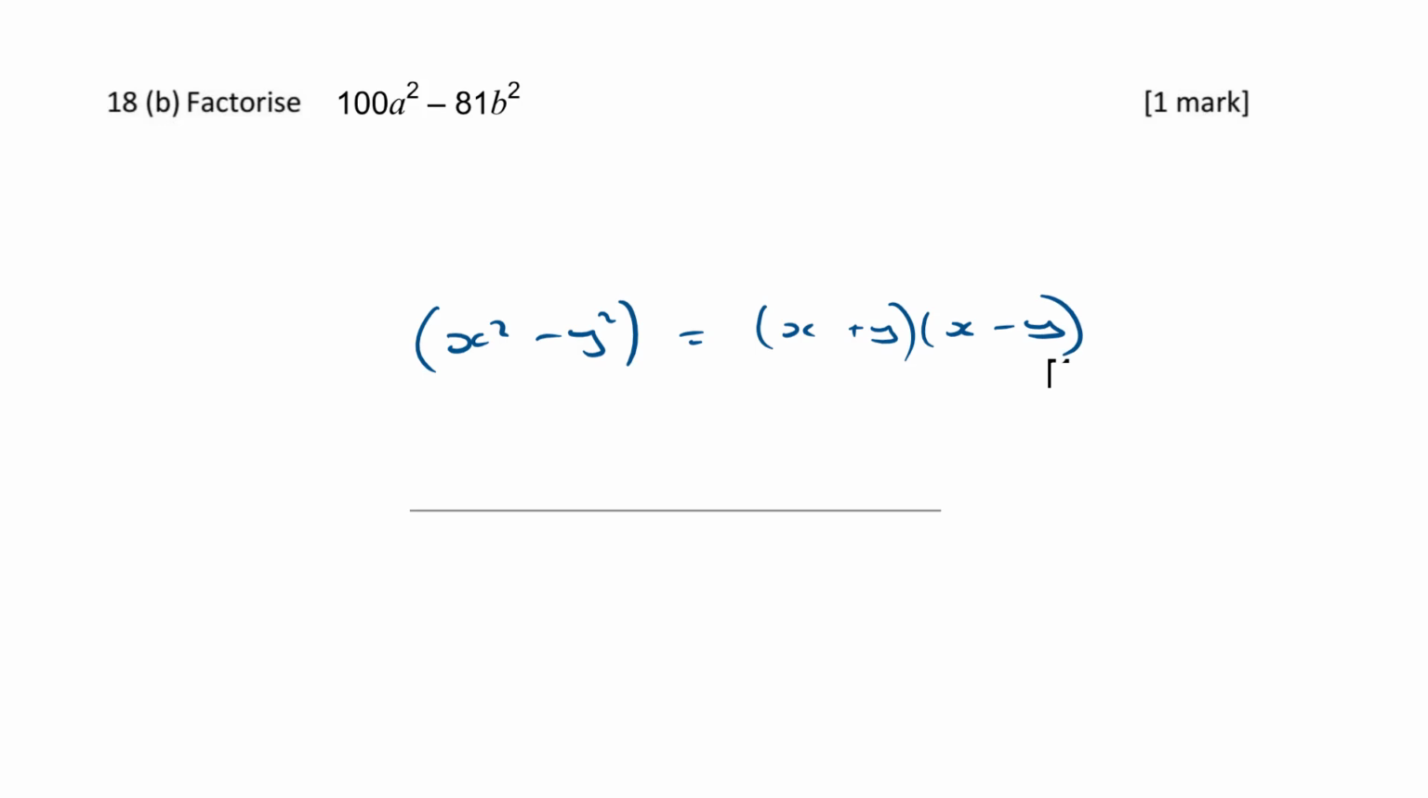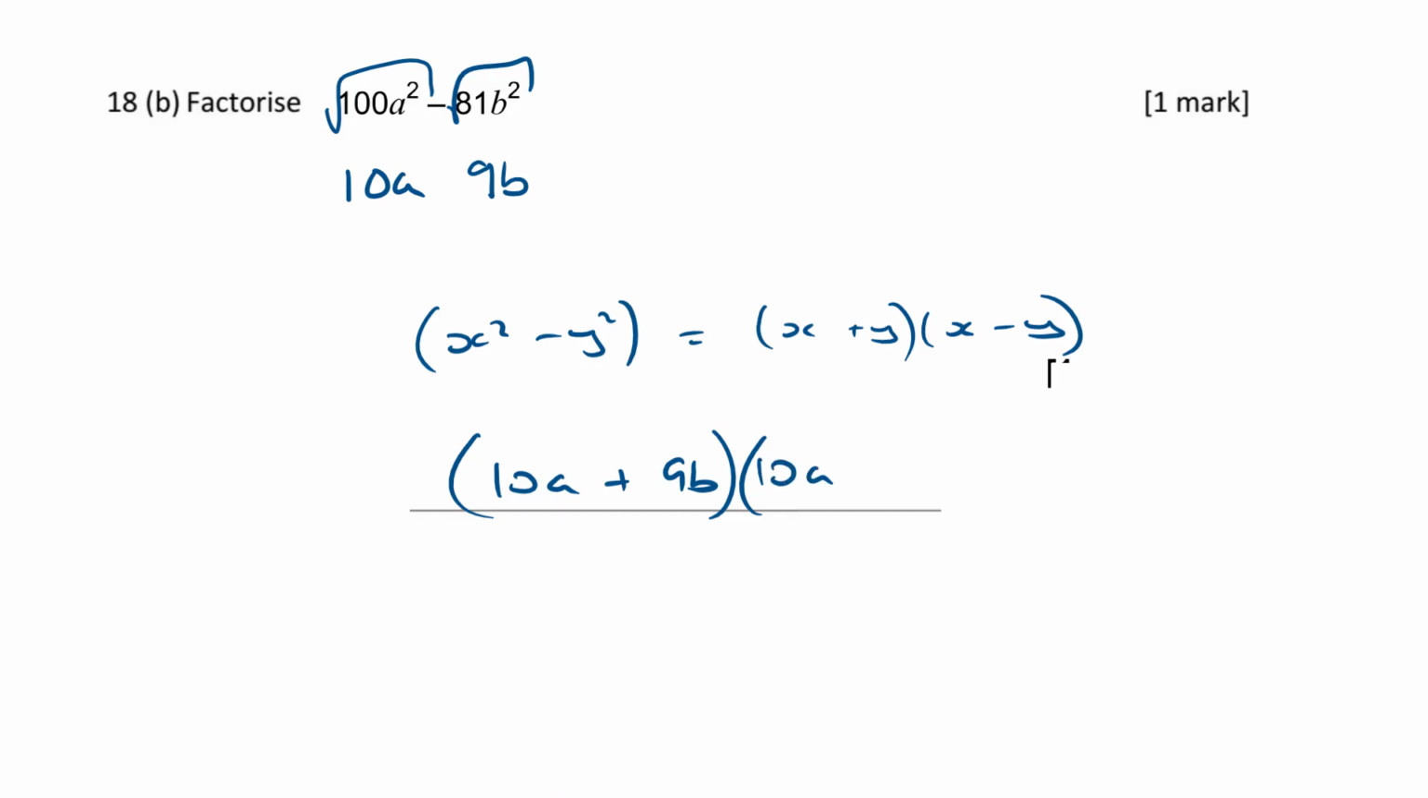Okay, now here we've got two things that have been squared. What are they? So let's take the square root of 100a squared. The square root of 100 is 10, and the square root of a squared is a. So that is 10a. And the square root of 81b squared: the square root of 81 is 9, and the square root of b squared is b. So I'm going to get 10a plus 9b and 10a minus 9b, like that.